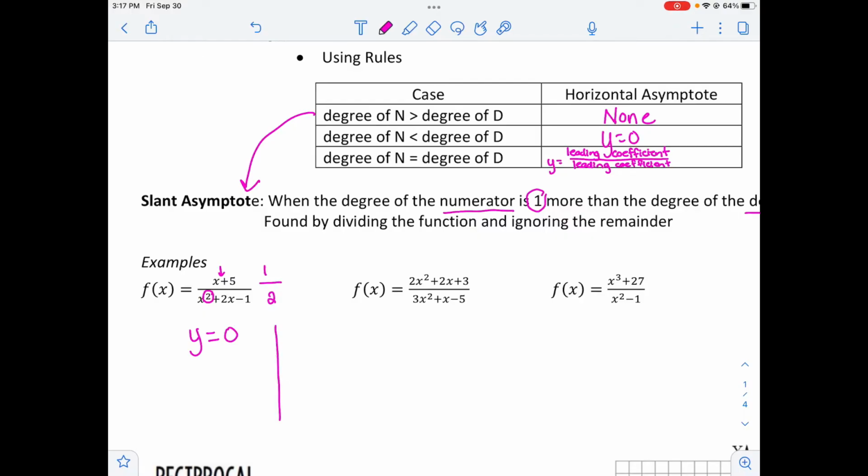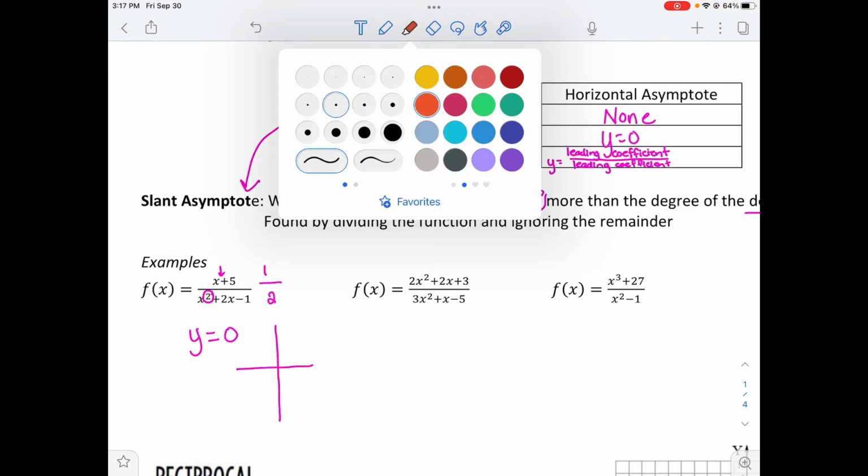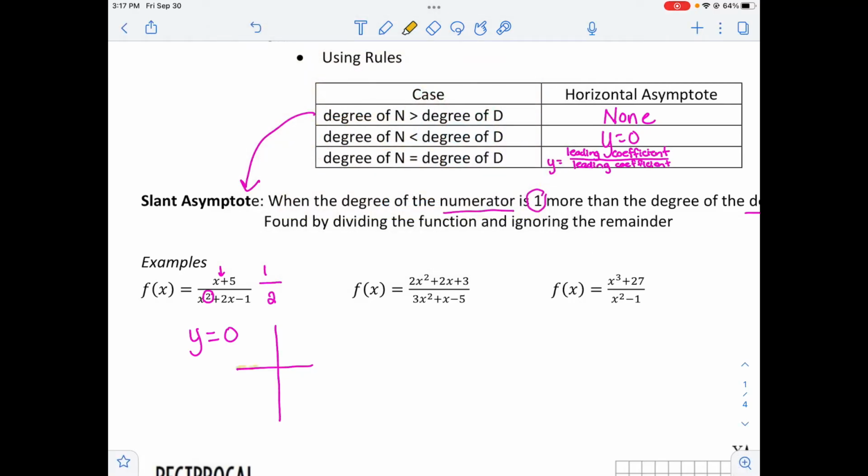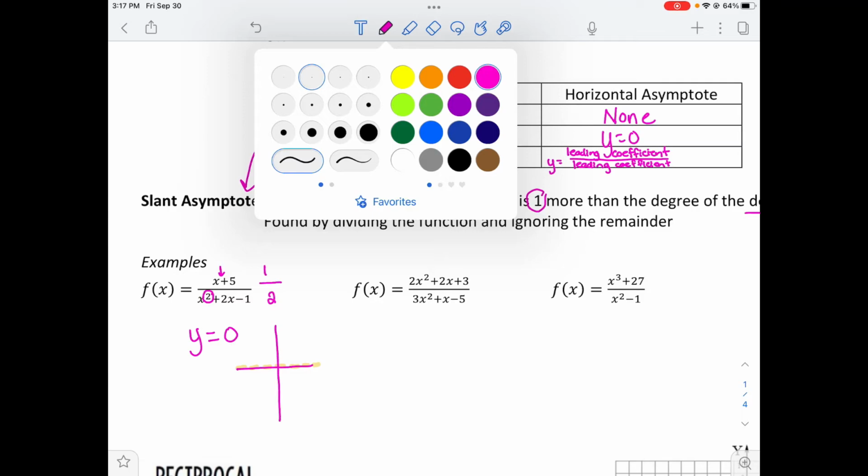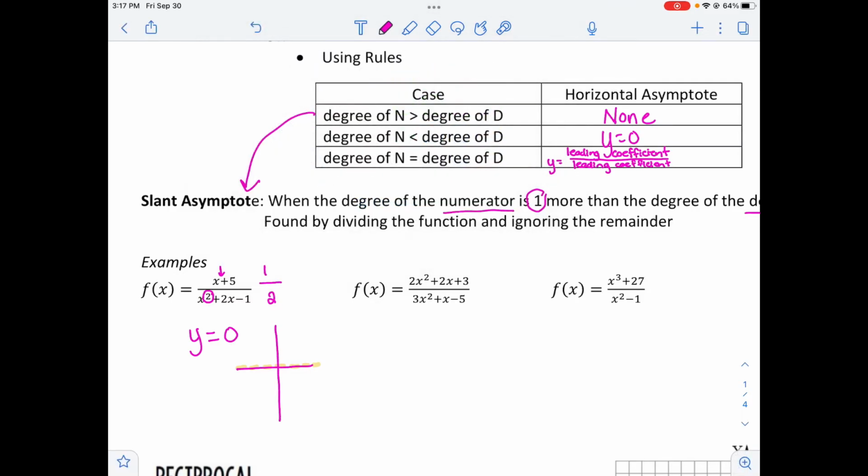So if we were making a horizontal asymptote here, then it would actually go right through y equals 0, right across our x-axis. Okay, now let's look at the next one. Make ours a little bit smaller here. So we have a 2 here and we have a 2 here.